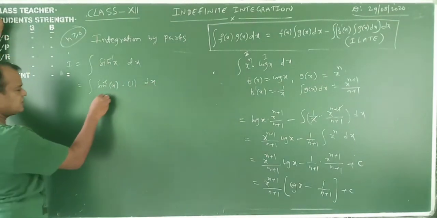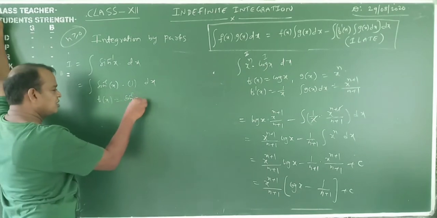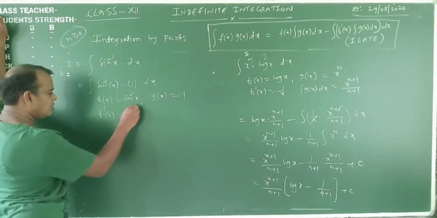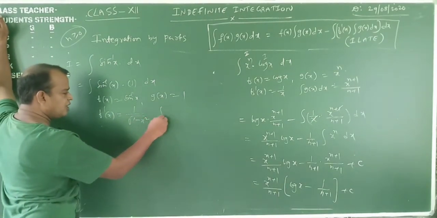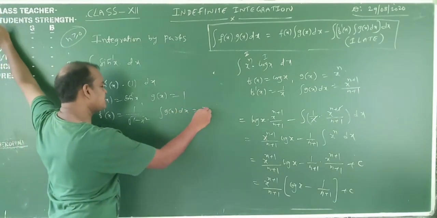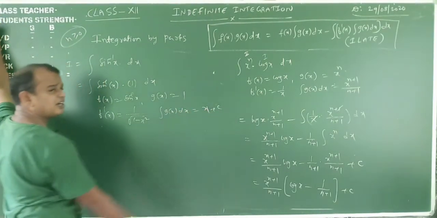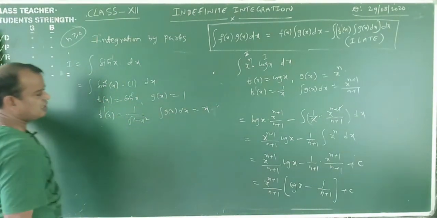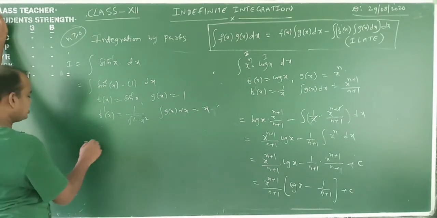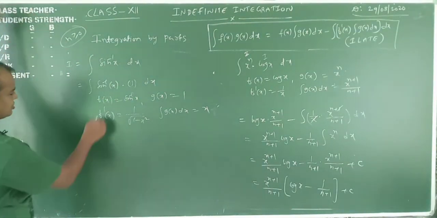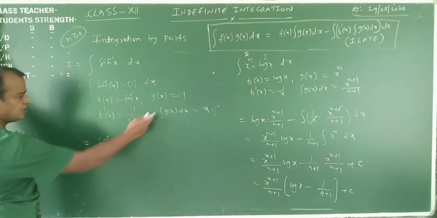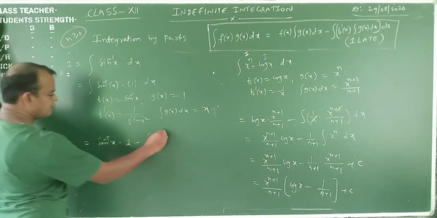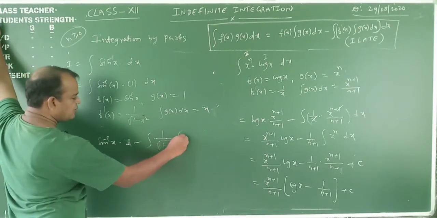Now here f of x is sin inverse of x. G of x is how much? 1. Now the derivative, f dash of x is equal to 1 by root over 1 minus x square. Integral of g of x dx is x plus c. Okay, no problem at all, write down. Don't write plus c, just write integral of 1 dx, which means x. Now that is equal to f of x into the integral of g of x. f of x means sin inverse of x into x, minus the integral of the derivative of this, 1 by root over 1 minus x square, into x dx.